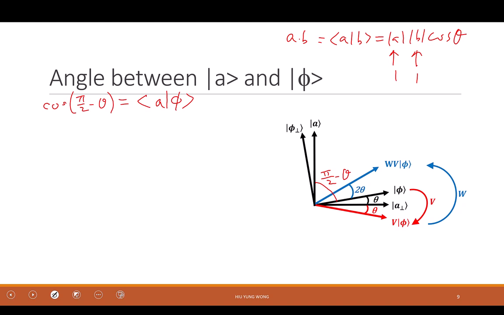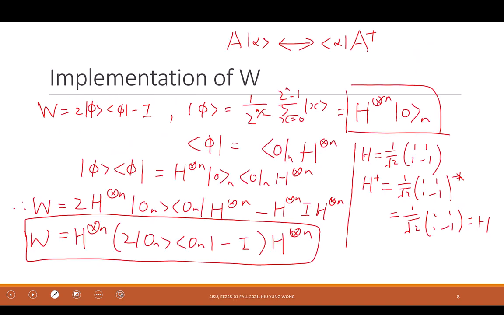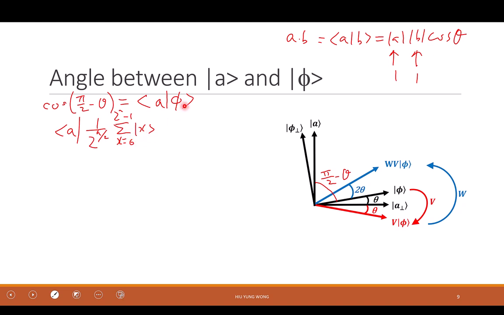Let's find out what is A inner product with psi. We plug in psi. Psi is this one. It's the equal superposition of all the vectors. Make sense? That's what we have been saying. Psi is 1 over square root of 2 to the n, summation of all x.